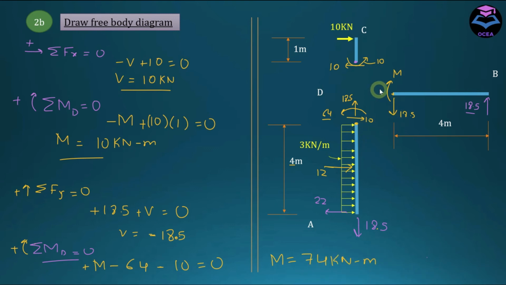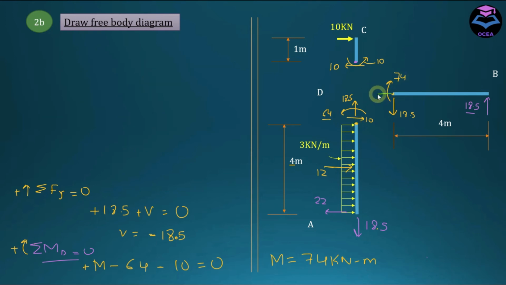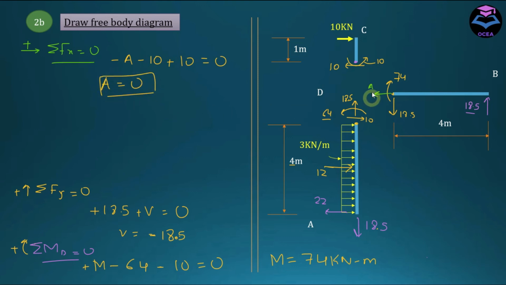Now to find the last remaining axial force here, let's name it A, and apply summation of Fx equal to 0, taking rightward force as positive for this joint. We have this A going towards the left, so this is going to be negative, and 10 kilonewton is also negative, and we have this 10 which is going towards the right, so this is positive. If I solve it, A comes out to be equal to 0. So there will be no axial force here. So let's just remove it.